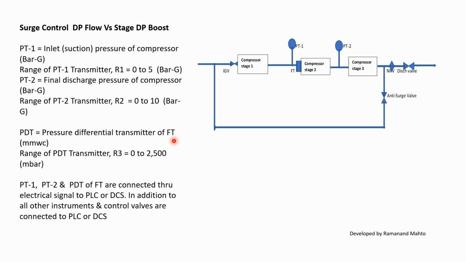PDT is the differential pressure transmitter of FT, and the range of PDT, which is installed at the suction of the stage 2 compressor, is 0 to 500 millibar. PT1, PT2, PDT and FT, PDT of FT are connected through electrical signal to PLC or DCS. In addition to these, all other instrumentation and control valves are connected to PLC and DCS. So now we'll see how we can develop the surge control logic using DP flow versus DP stage in percentage data.